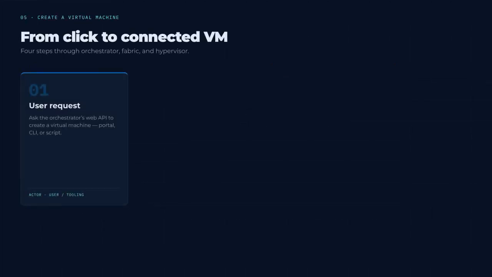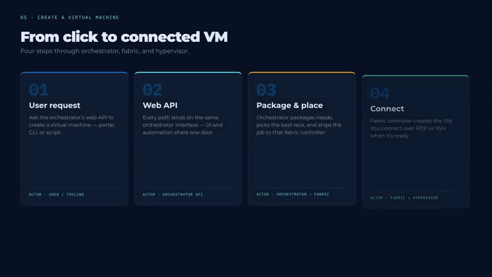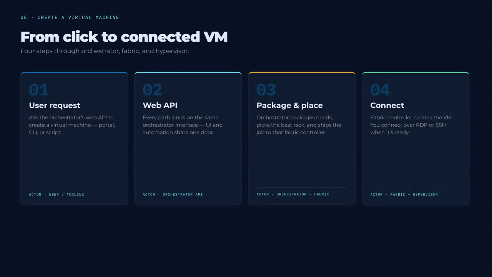Let's walk the path from I need a server to I'm logged in. 4 steps, end to end. Step 1. The user makes a request through the Orchestrator's web API to create a virtual machine. That request can come from many tools: scripts, CLIs, or the Azure Portal UI. Step 2. The web API receives the request. Whether you clicked in the portal or ran a command, it lands in the same Orchestrator interface.